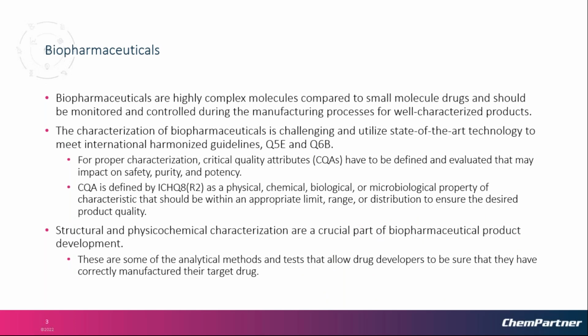So the characterization of biopharmaceuticals is challenging and utilizes state-of-the-art technology to meet the international harmonized guidelines Q5E and Q6B. The ICH Q6B document provides guidance for establishing specifications applicable to commercial biological products. The ICH Q5E is focusing on the comparability of biological products subject to changes in their manufacturing process. So the structural and the physicochemical characterization are a crucial part of biopharmaceutical product development. These are some of the analytical methods and tests that allow drug developers to be sure that they have correctly manufactured their target drug.